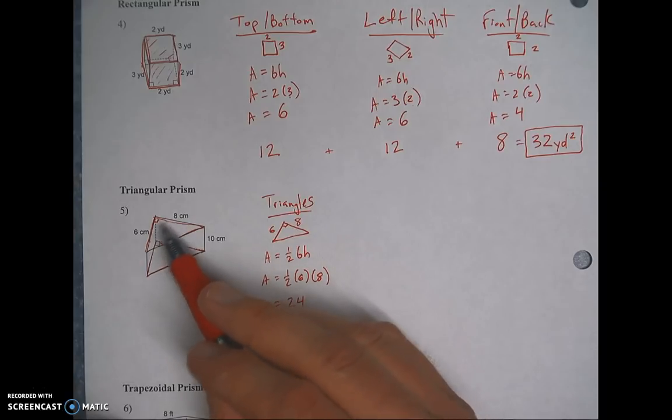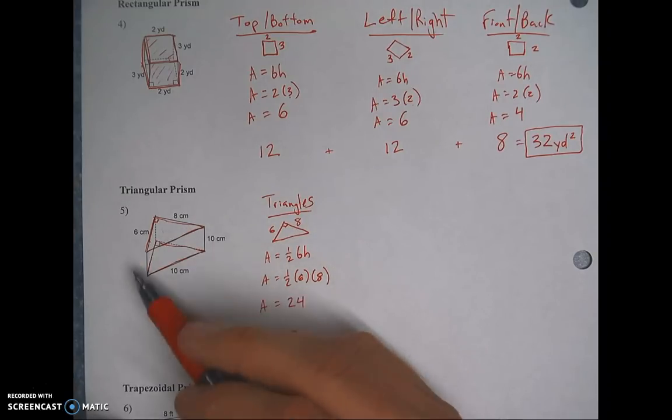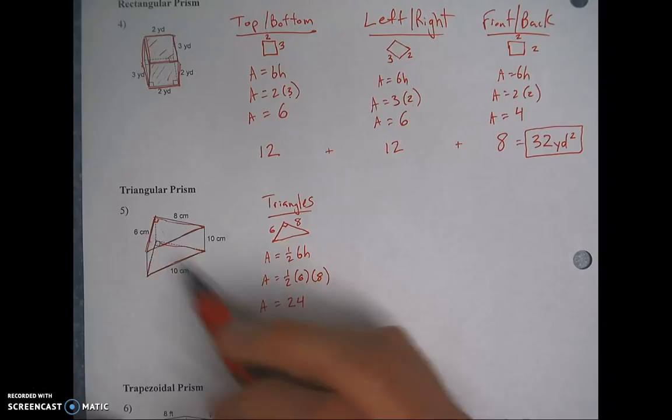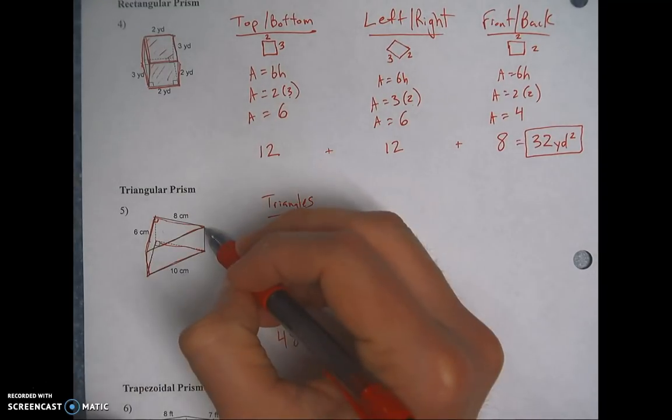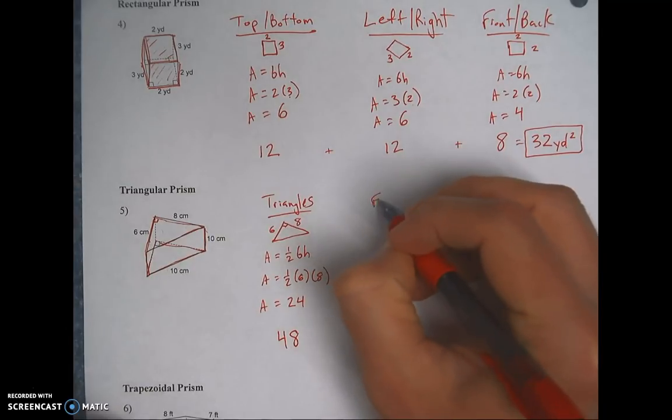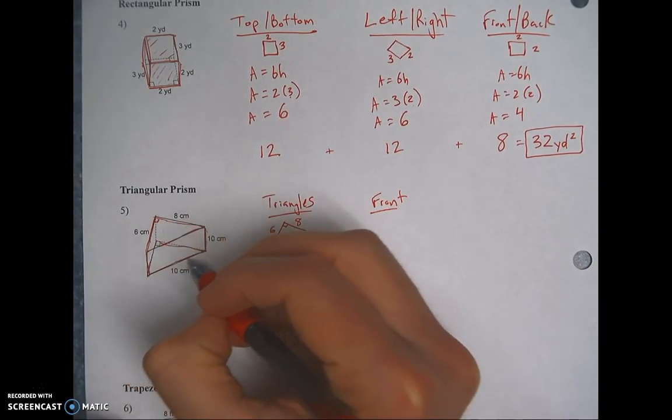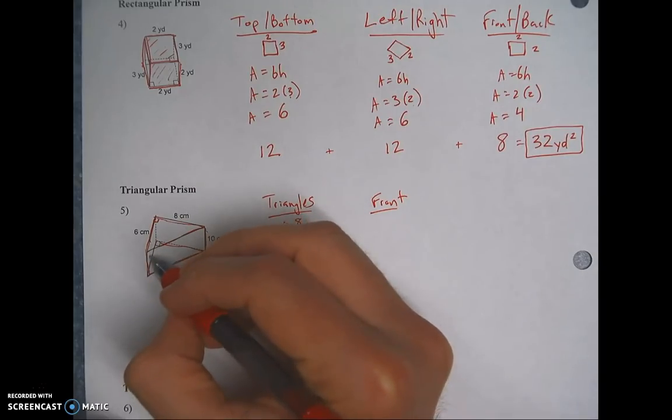So as we go ahead and do all of these rectangles that run around the outside of this shape, they don't have matches, so we're not going to double them. So let's start here with the front. I think that's the easiest side to start with. So this front right here is a rectangle, the front of this shape.